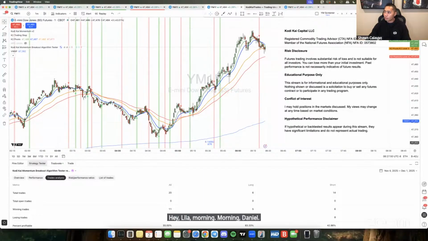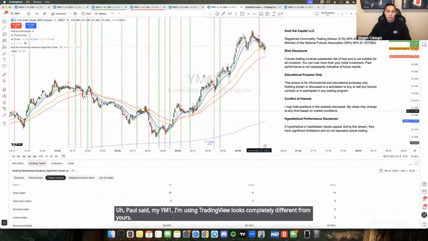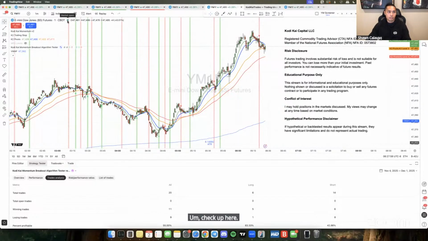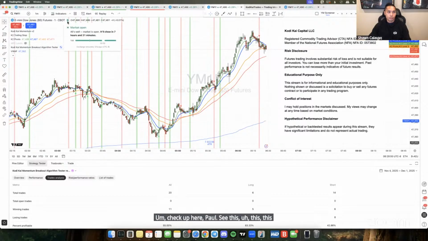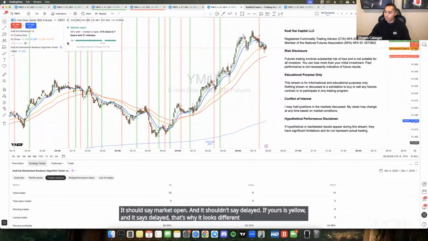Paul said his YM1, using TradingView, looks completely different from mine. Check up here, Paul. See this dot right here? It should say market open and it shouldn't say delayed. If yours is yellow and says delayed, that's why it looks different, because you're about 10 minutes behind.